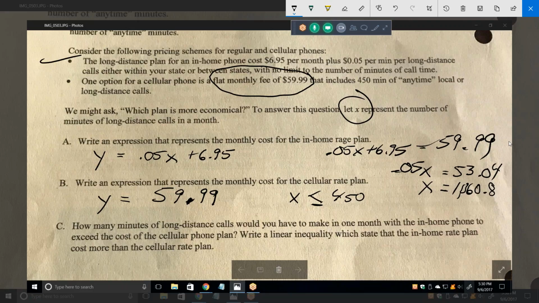Whereas in the cell phone plan, you apparently can't use more than 450. So if you're comparing using 450 minutes in both plans, and we were to assume that all of these are long distance also. Yeah, that's what it says. Let X represent the number of minutes of long distance calls in a month.